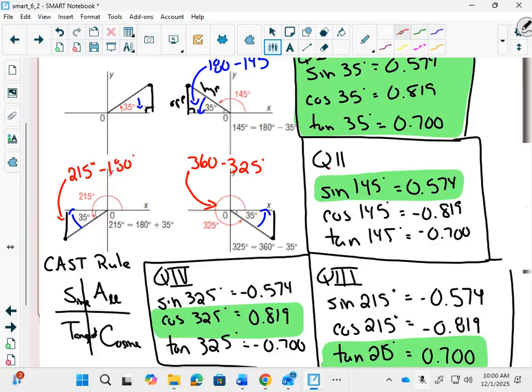So they decided on CAST because it's easy to say, and this tells us where things are positive. It's a positive rule. And it's a little bit connected to our coordinates.